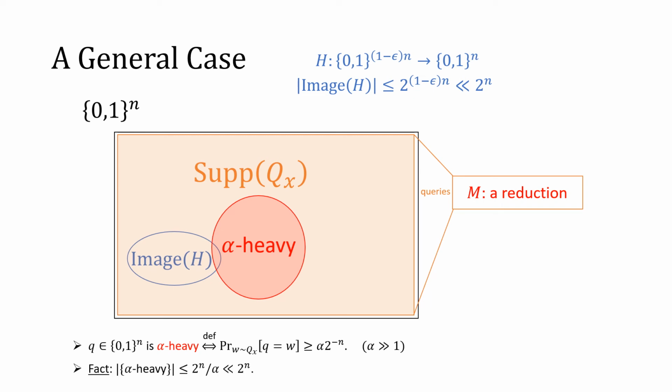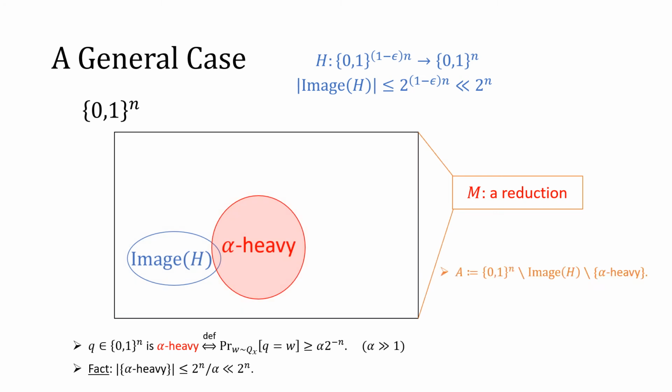And by a simple argument, we can show that the number of alpha heavy strings is much smaller than 2 to the n. So we have a similar situation as before. So we can define a new oracle A as all the n-bit strings minus the image of H minus alpha heavy strings. So the difference between the previous case and this case is that instead of the support of the query, we consider the relaxed notion of alpha heaviness.